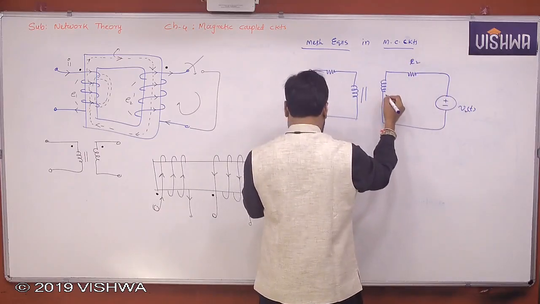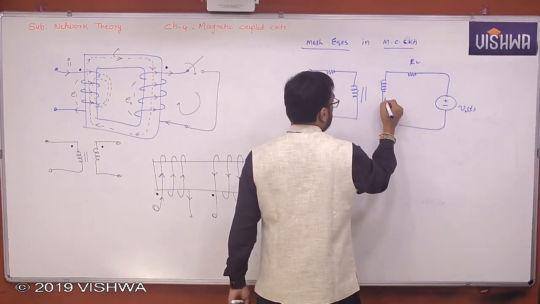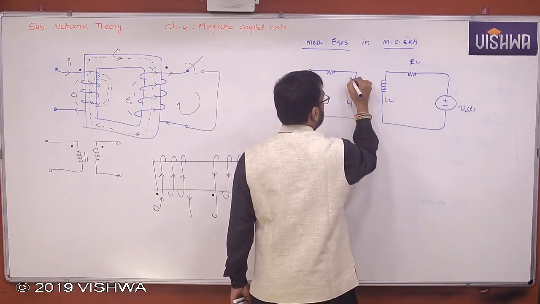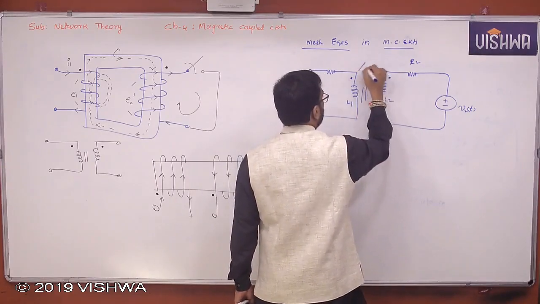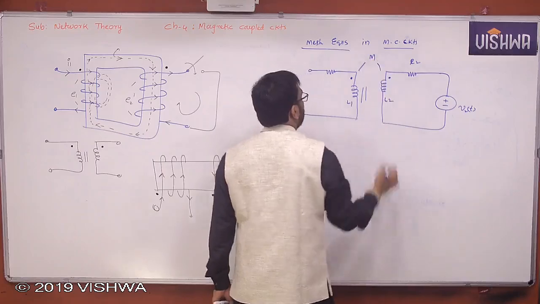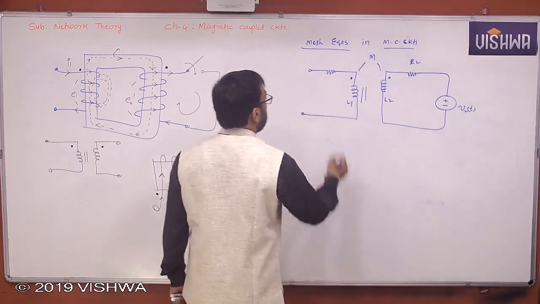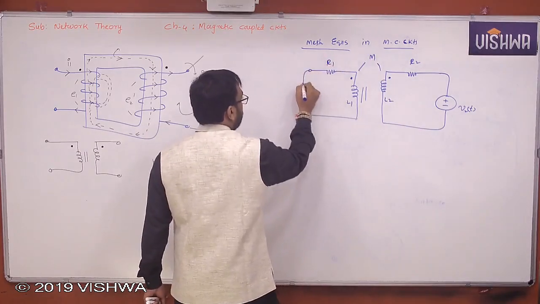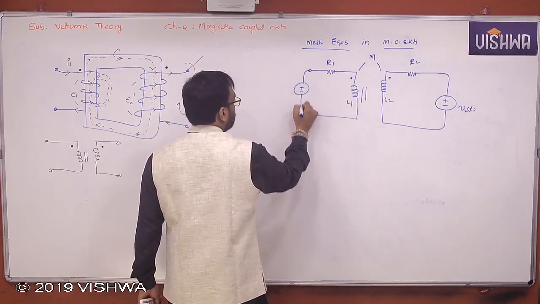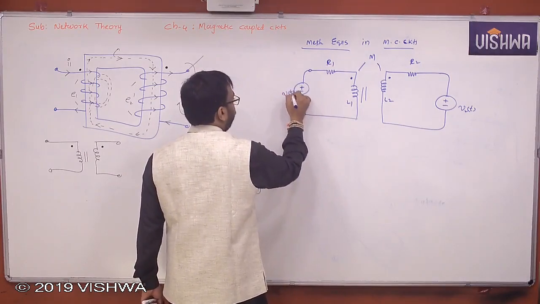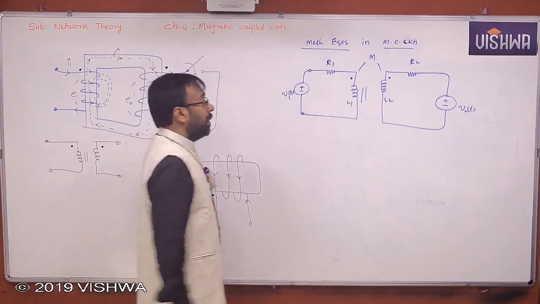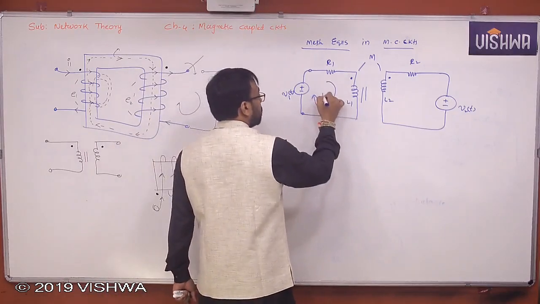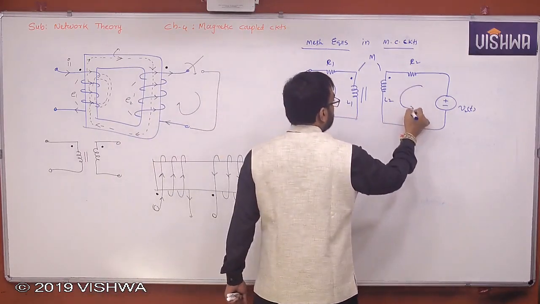R2, L2, L1. Here are the dots, let us assume. Mutual inductance is M, let us say. This is R1 excited here, plus minus V1 of t. Now the mesh currents are given like this. This is I1, this is I2.